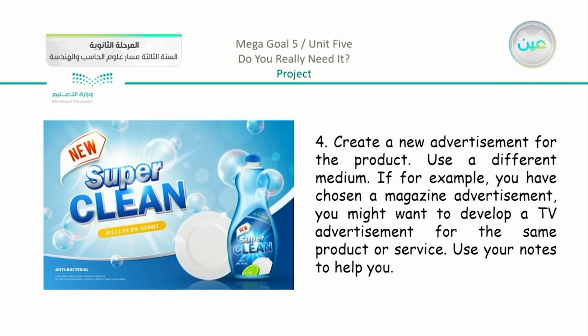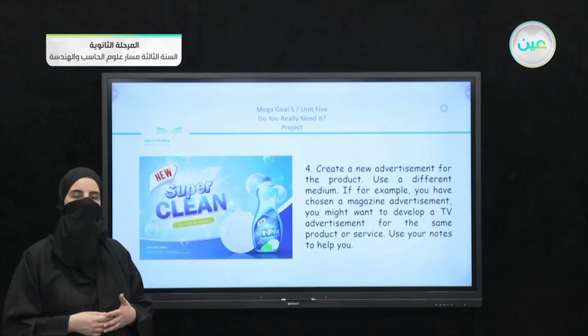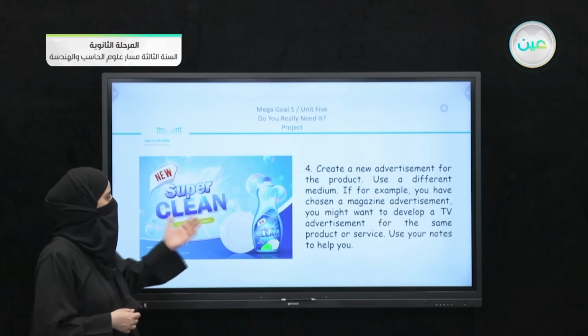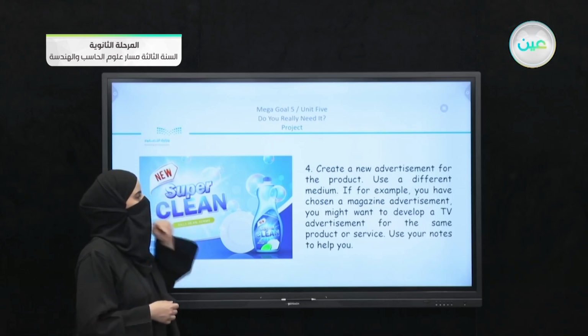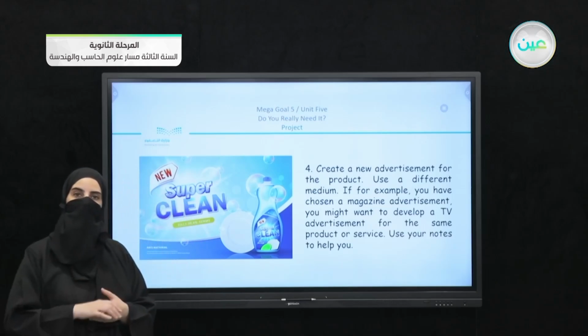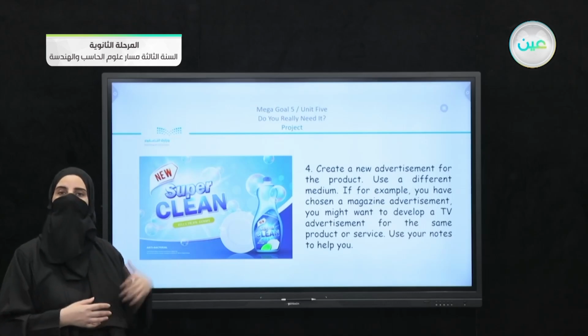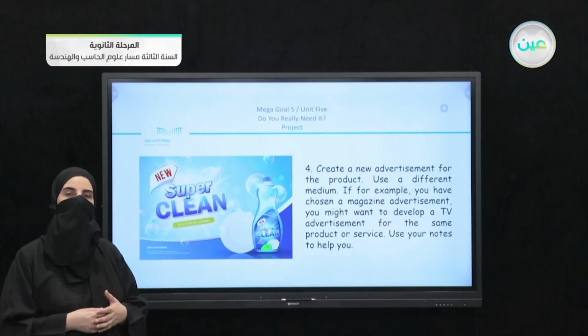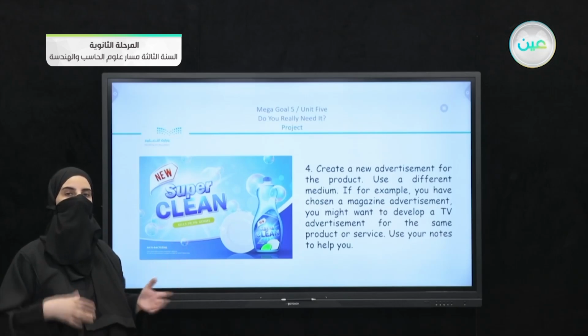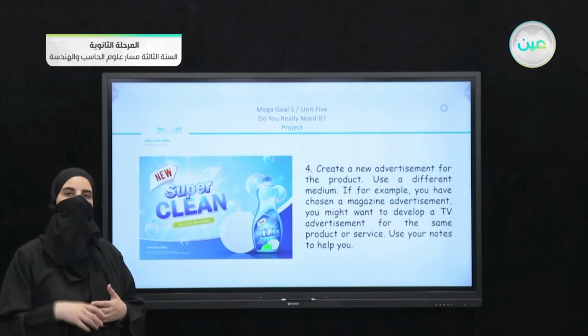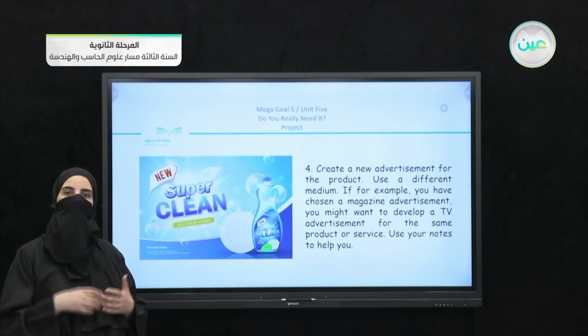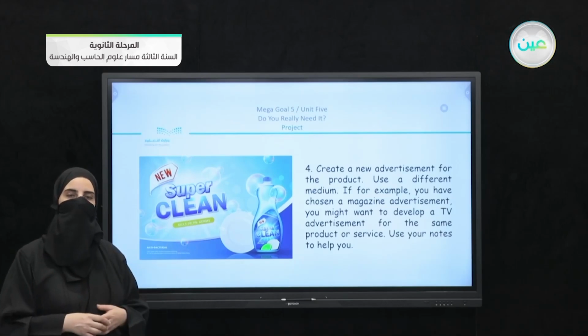So as we have just discussed, here you can find in the book the same instruction to just think about something else. So for example, if you have seen a dishwasher liquid here, or a kind of soap that is seen in a magazine or a billboard, think about how you can turn it into a TV advertisement, how you can attract more people to use this kind of product.